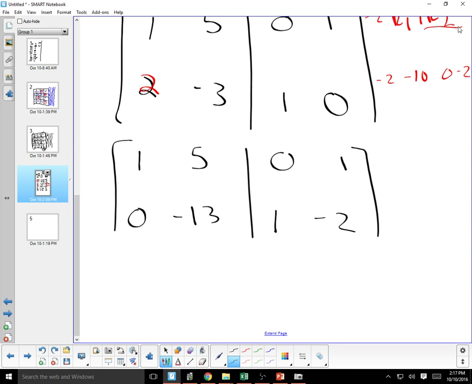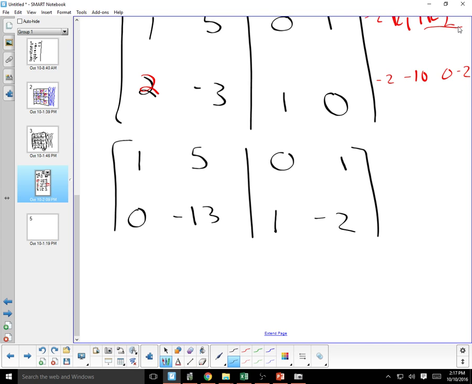I need the negative 13 to be a 1 now. Wait, why are you going to do that? Because we do row echelon, and then we reduce row echelon.